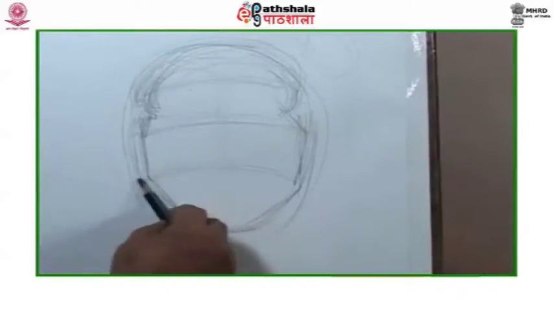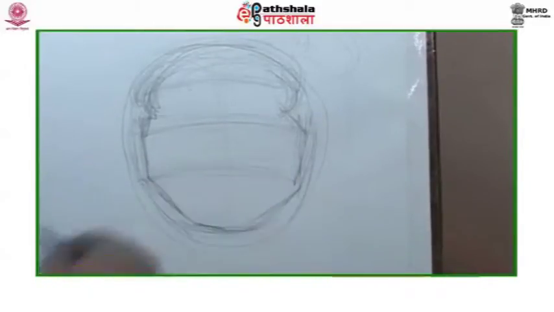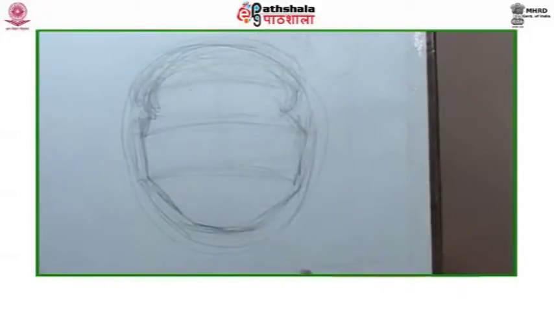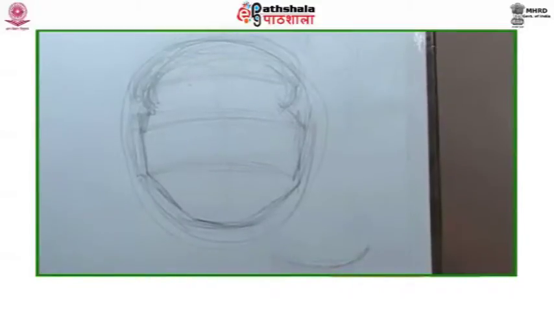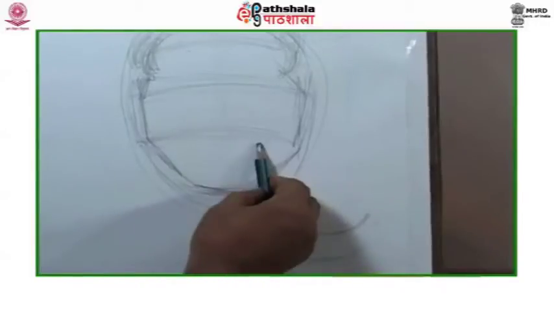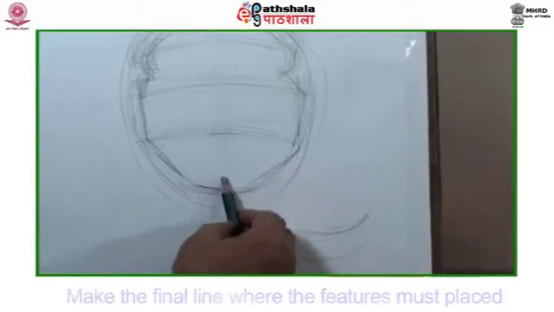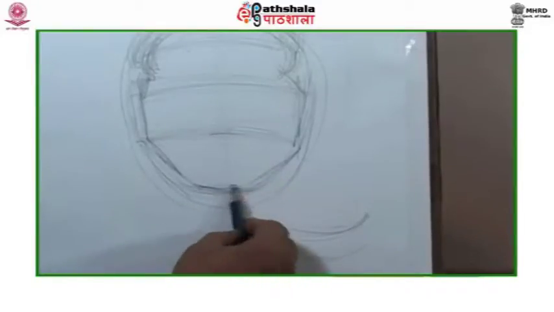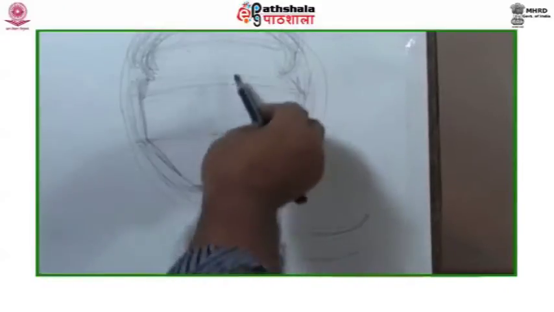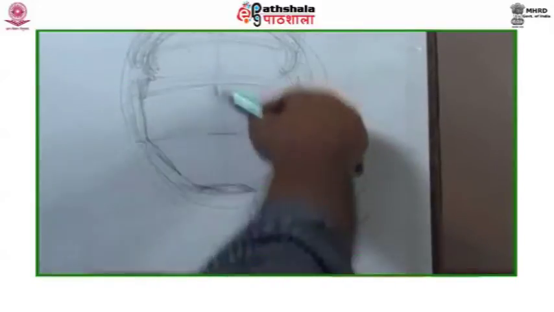I will begin by developing the shape of the hair and continue building the front shape of the face. So develop the contour of the frontal view of the face starting from the hair all the way to the chin. Recheck the placement of the facial features and make final lines where the features will be placed. Since the model is below the eye level, the lines will appear like this. Had he been above the eye level, the lines would have been drooping down.